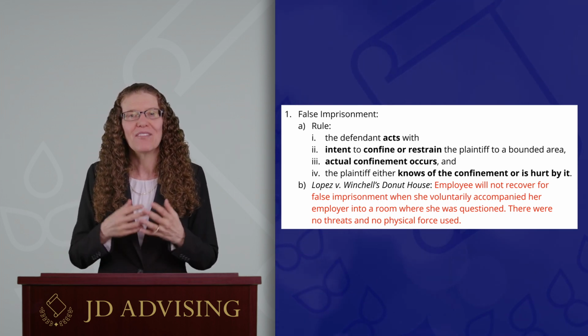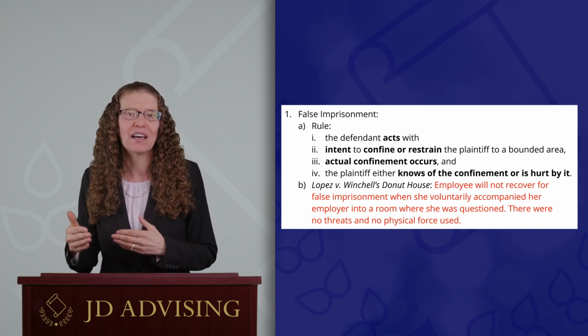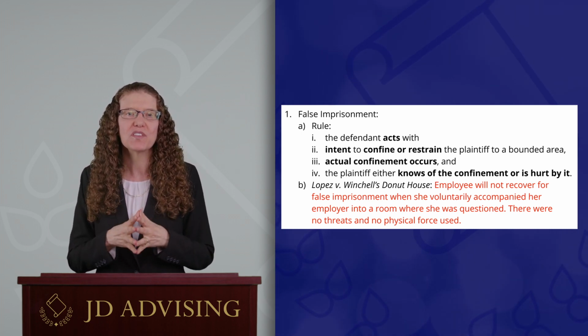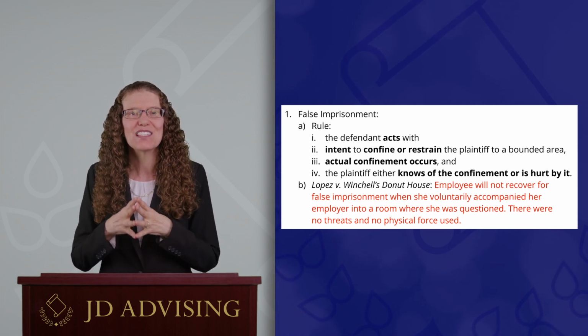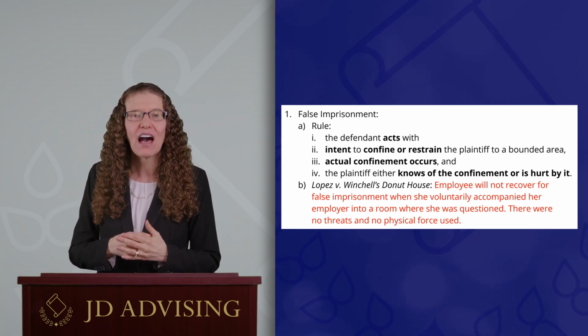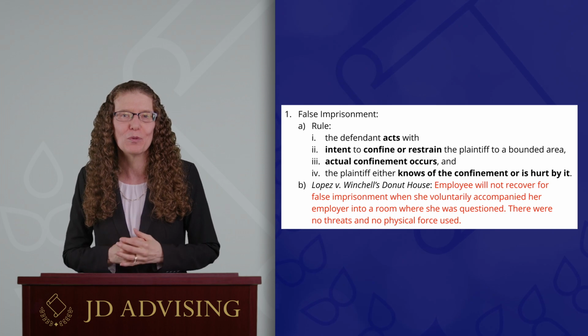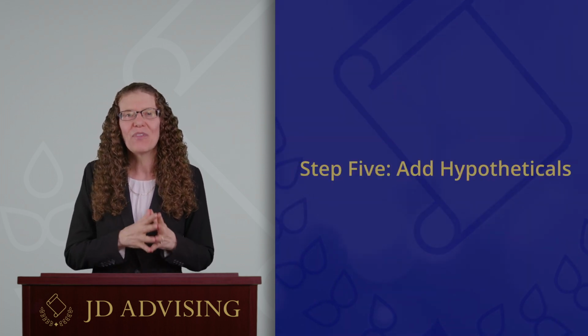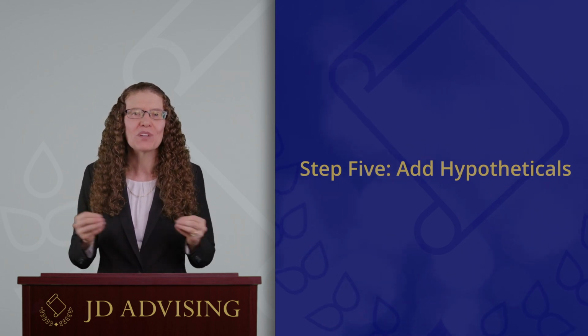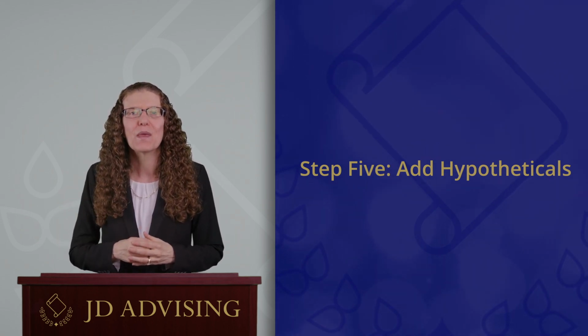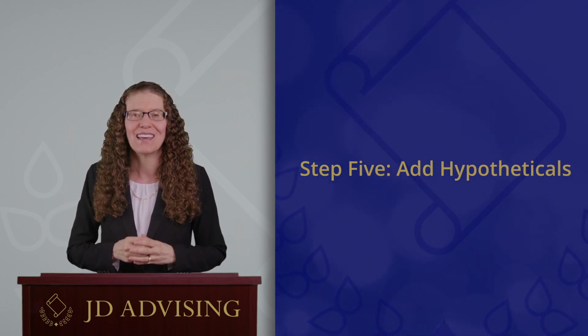The whole point of adding this case to your outline is to allow you to associate false imprisonment with this case and to have an example of how the court applied the rule. Step 5 is to add hypotheticals from class. This is an important step in creating your outline, but it starts with good note-taking.